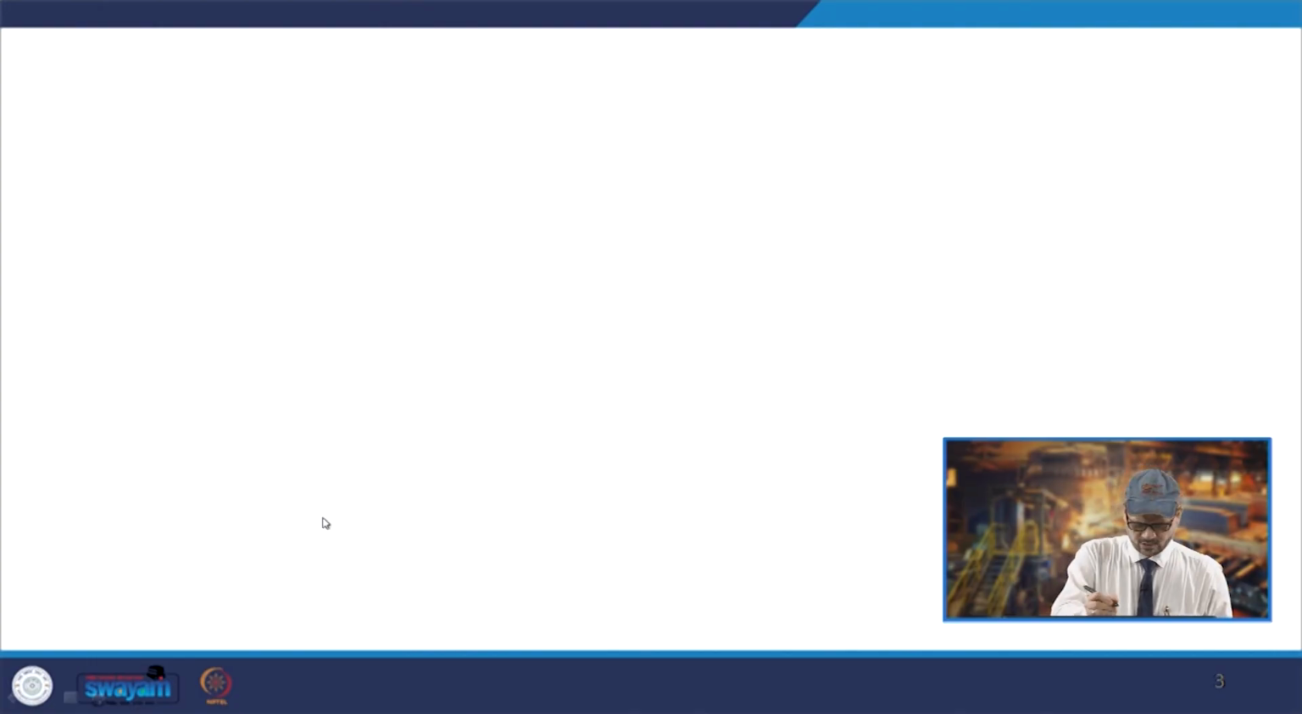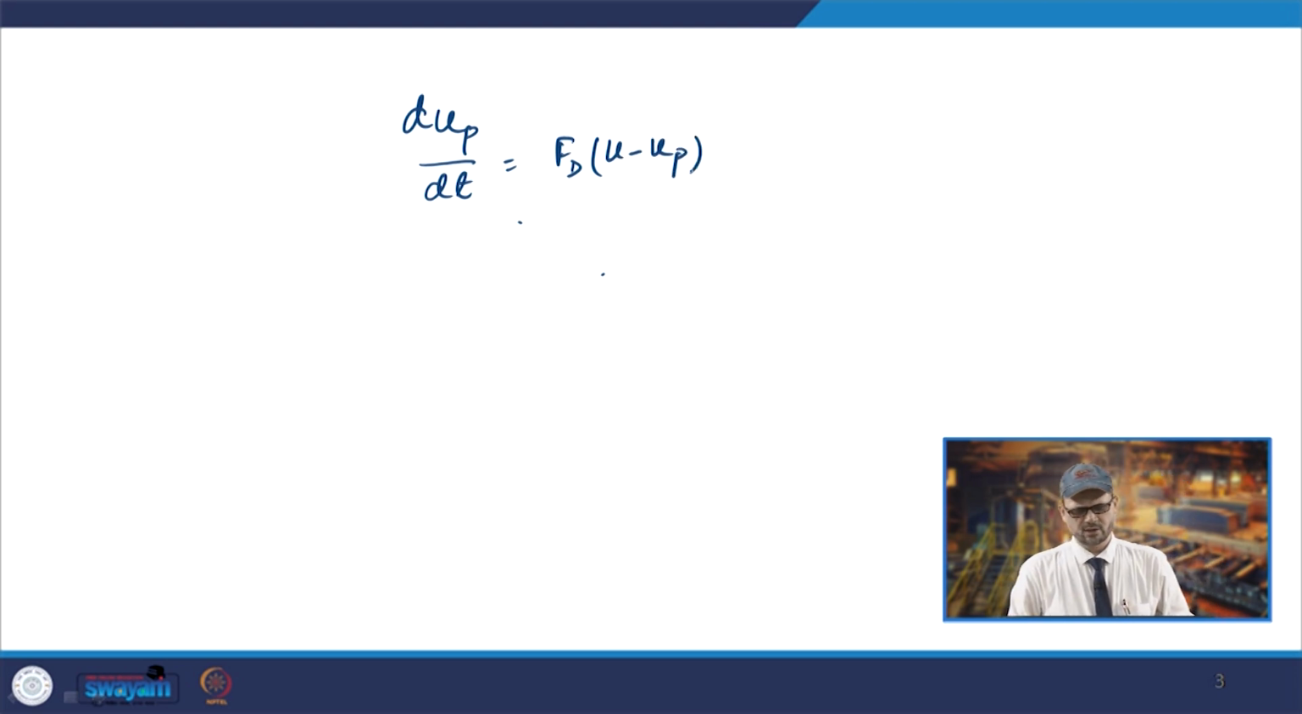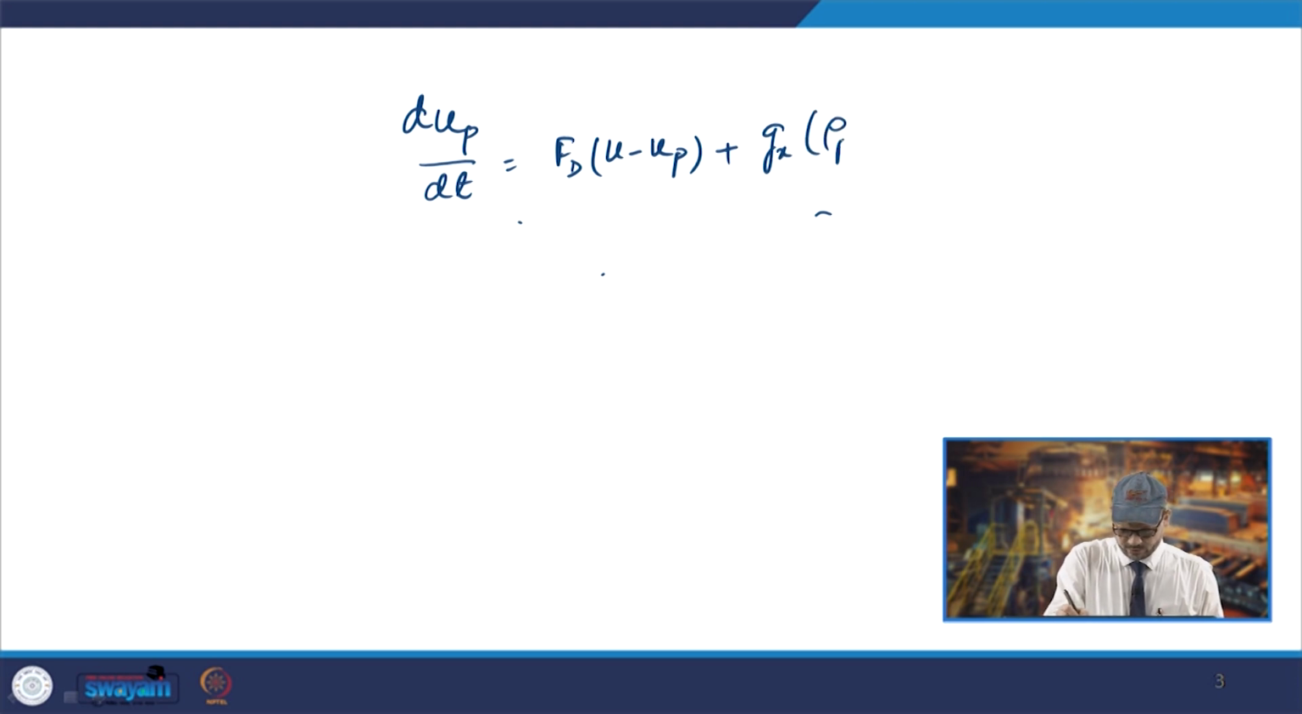So, suppose we are taking the x direction. In the x direction, in Cartesian coordinates, we have this equation that needs to be solved: dup by dt. That is a standard equation which is used even by commercial codes. So, it will be FD into (u minus up), and then you will have the Gx, and then (rho p minus rho) divided by rho p, and then you have the source term, that is Fx.